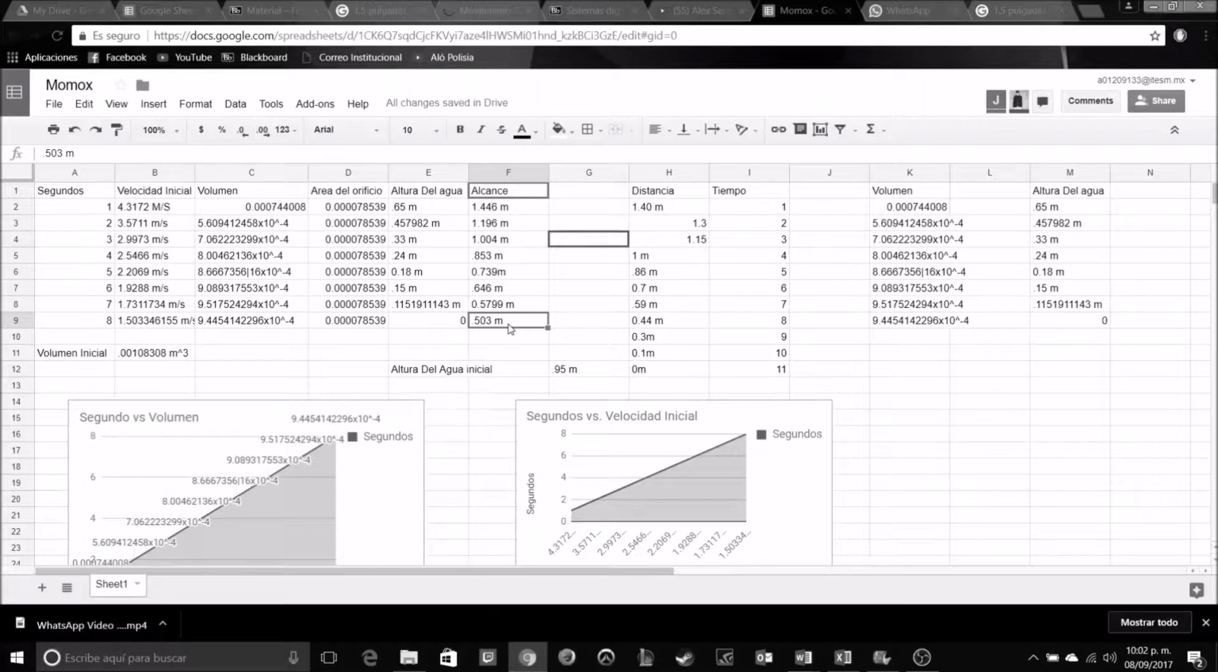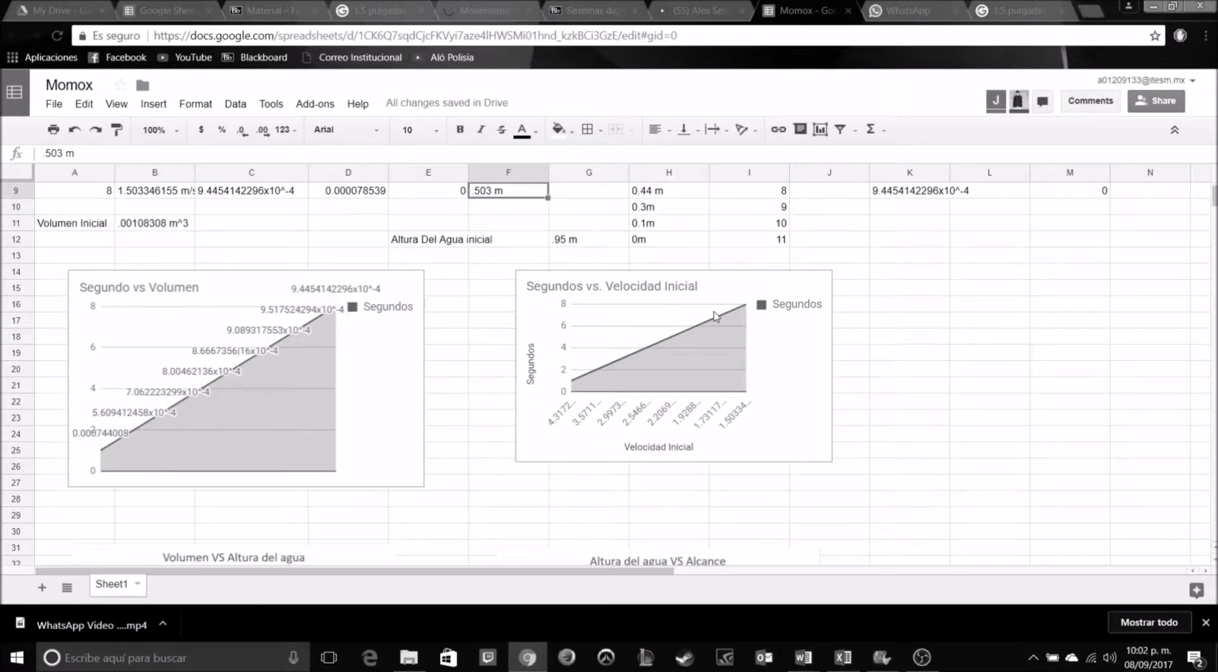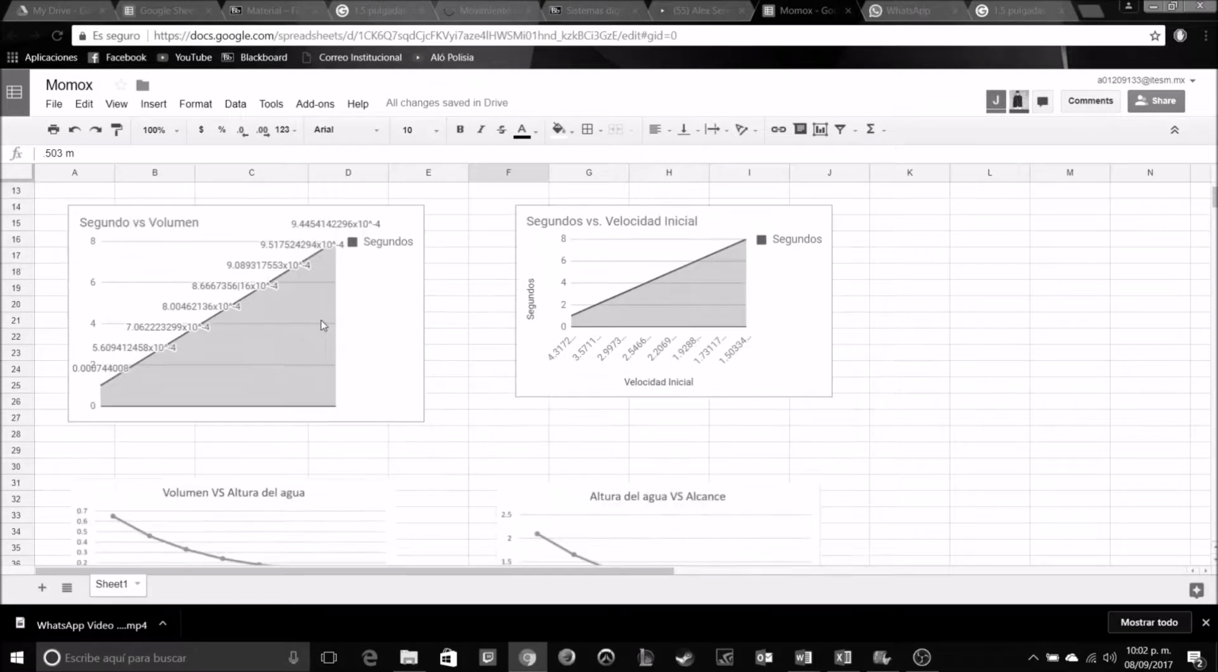Okay, so now with the experimental data, we got that at second 1, the distance was 1 meter and 40 centimeters. Second 2, we got that it was 1 meter and 30 centimeters. And so on, as you can see over there. Now let's do some comparisons. We're going to compare seconds versus the volume, right?